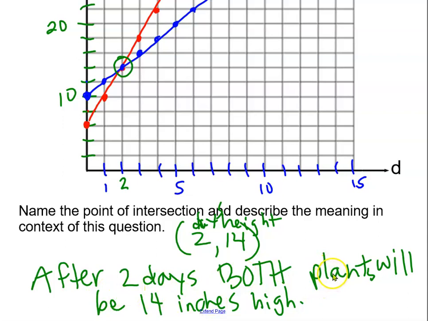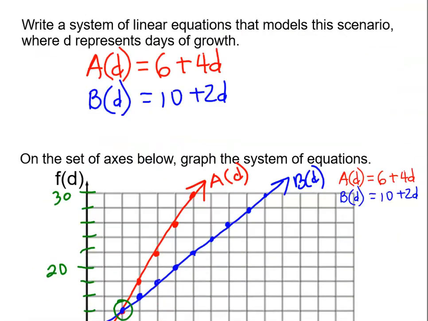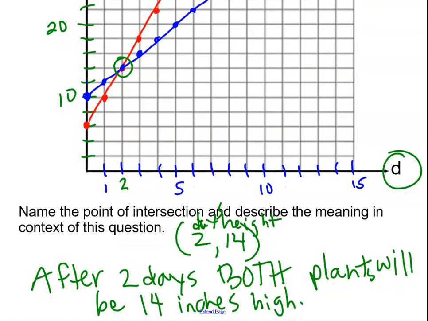That means I used the names of my axes labels. Okay, so that's how you translate a system, graph it, and interpret it. Let's try another method.